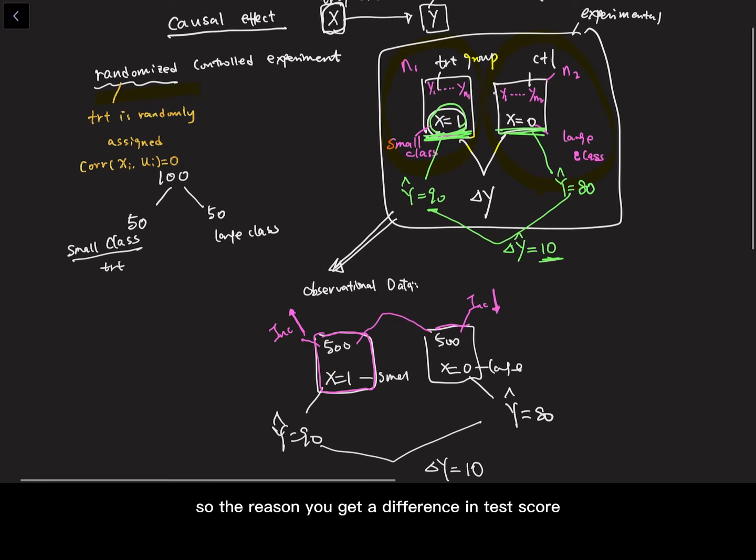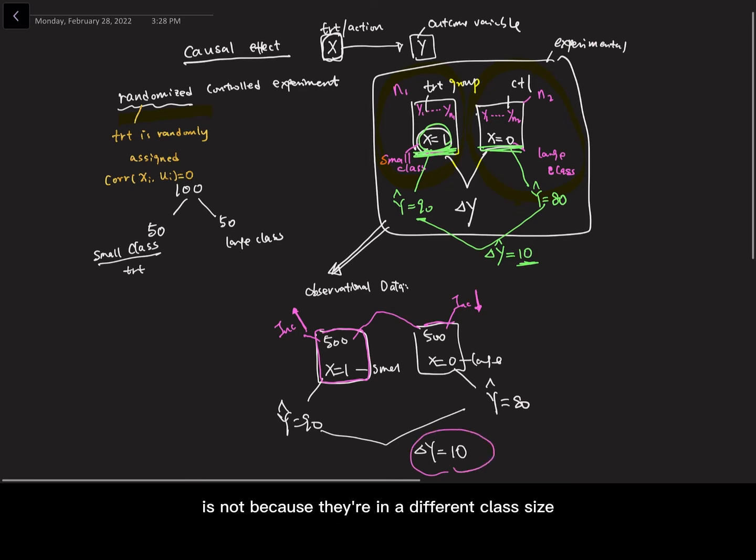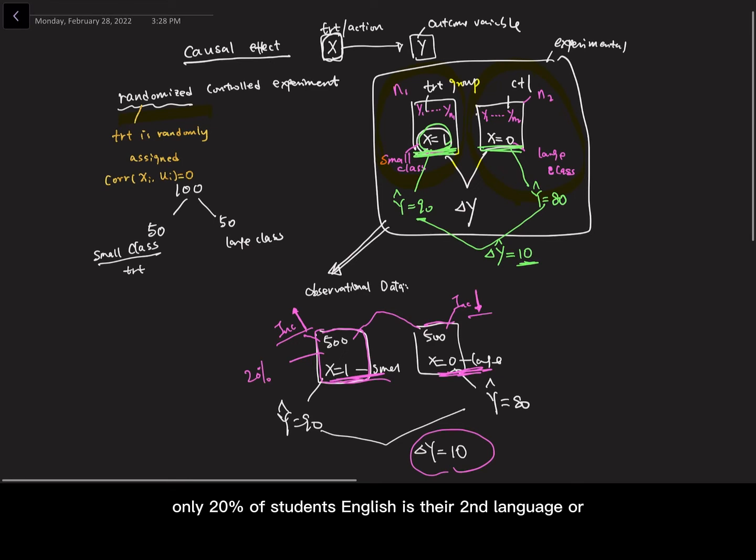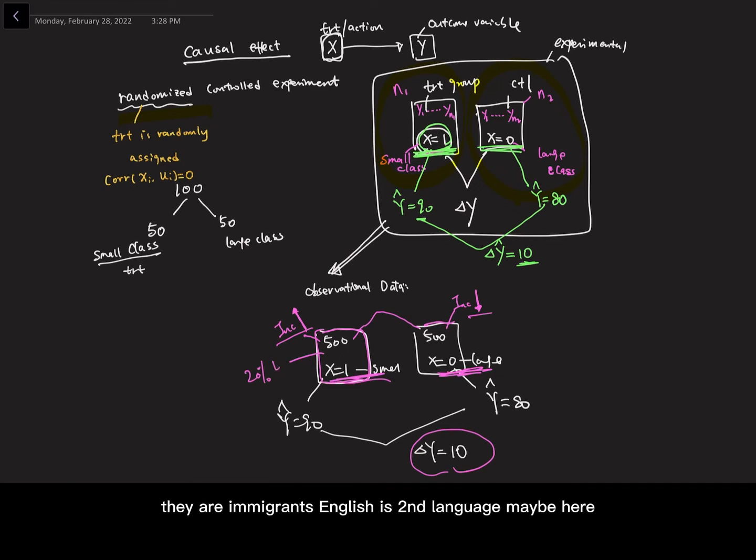So the reason you get a difference in test score is not because they're in a different class size, right? Not because of the class size, it's because of the difference in family income. Based on observational data, the treatment is not randomly assigned. So we observe that maybe only 20% of students have English as a second language, or they're immigrants. Maybe here, 80% of students have English as a second language. So now you observe different test scores not because of the class size, it's because English is now their first language. So let's suppose this is in a school in the US.